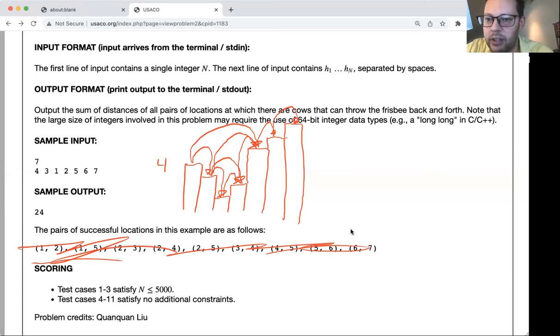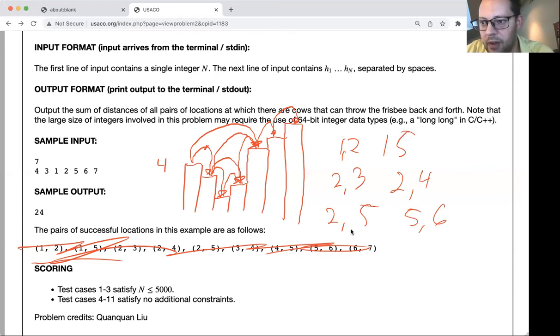All right, so let's just look at this here. I've got this first one here is 1 to 2. I've got 1 to 5, it looks like. I've got 2 to 3. I've got 2 to 4. I've got 2 to 5. I have 5 to 6. And I have 6 to 7.